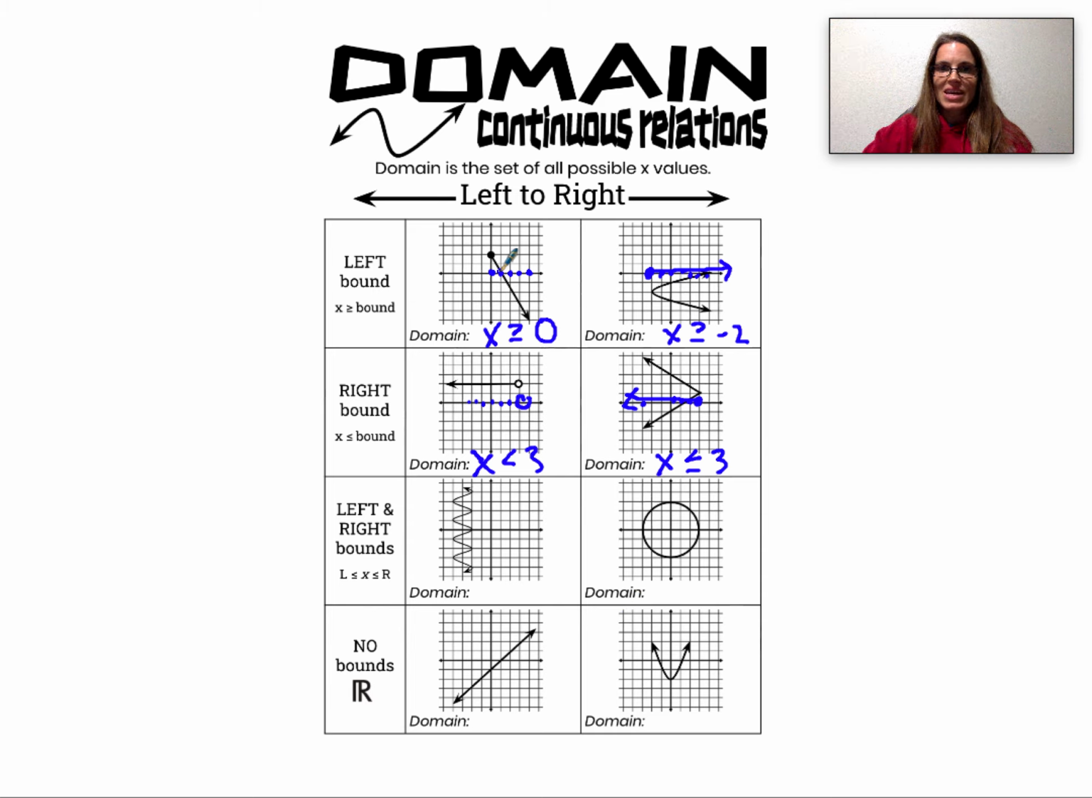So here we had a left bound, here we had a right bound. Now we're going to write a compound inequality statement if there is a left and a right bound. Let's look at this graph.